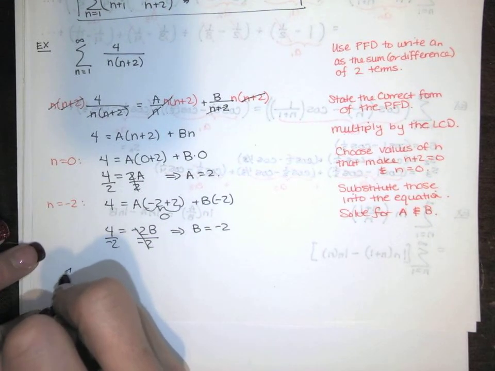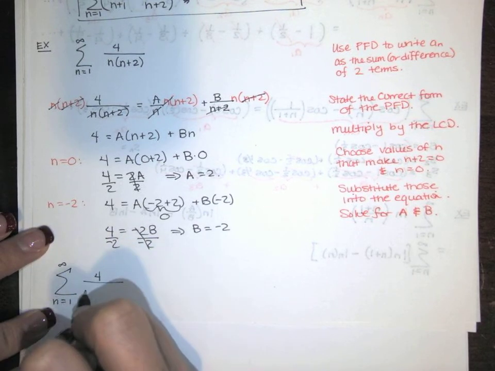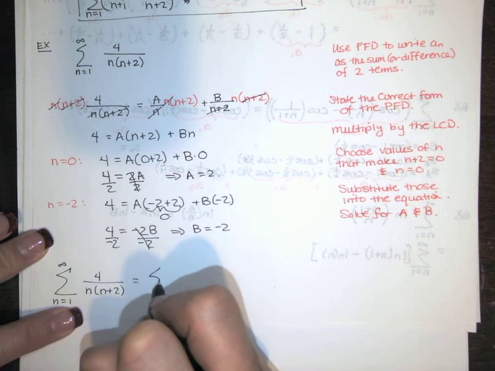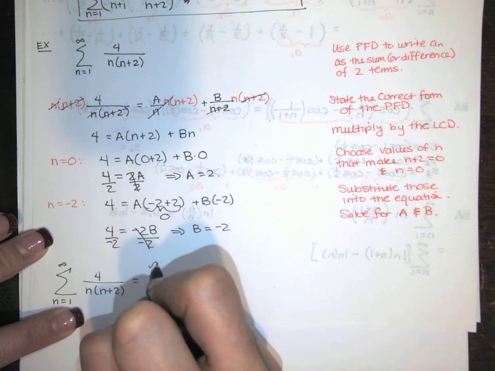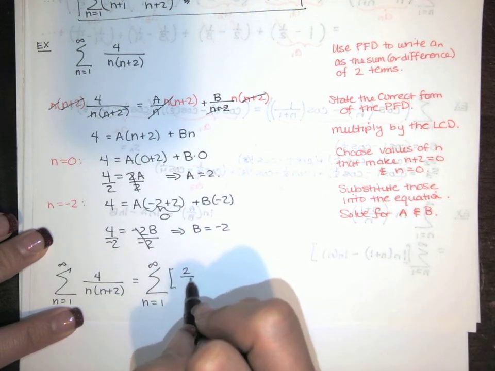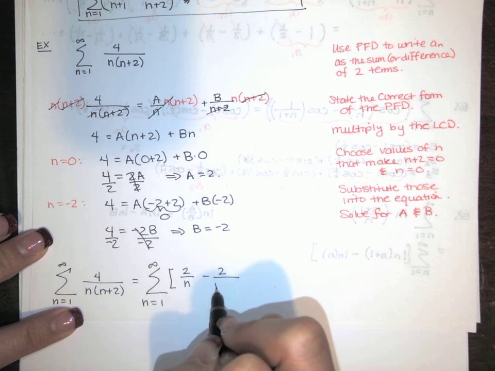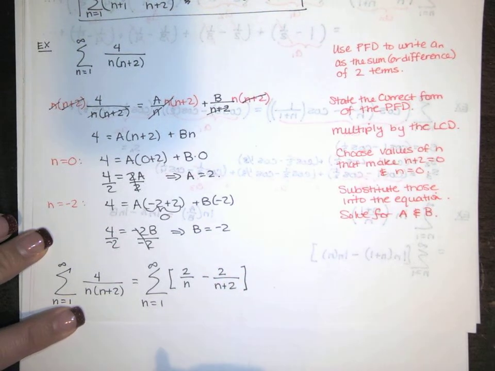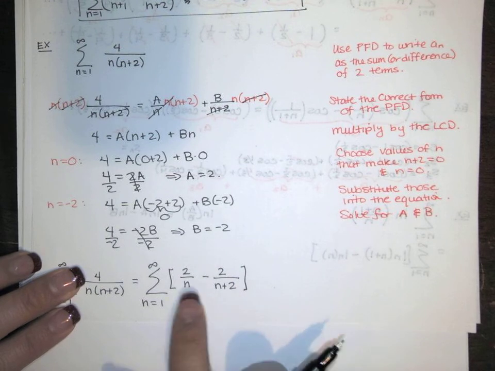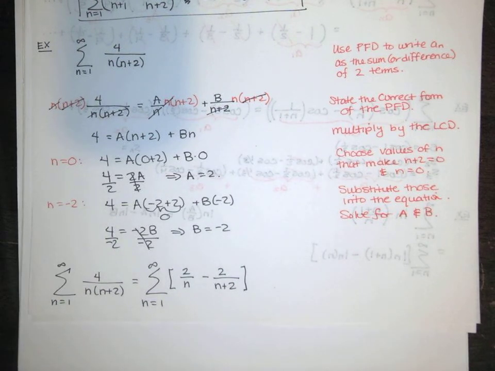So now, my original sum was a sum of 4 over the product n times n plus 2, it can be written this way. This is the sum as n goes from 1 to infinity of a over n, a is 2, so that's 2 over n, plus b, which is negative 2, over n plus 2. That looks like it's telescoping, isn't it? They have exactly the same form. One's positive, one's negative, one has an n, one has an n plus 2, so this is going to work just fine.